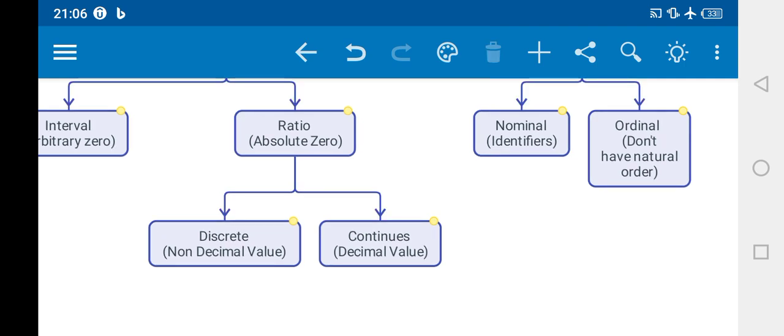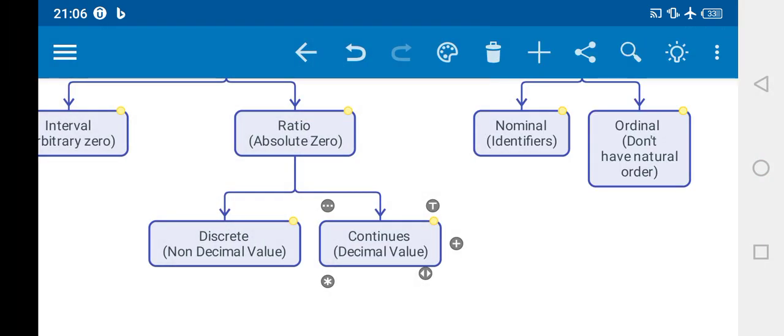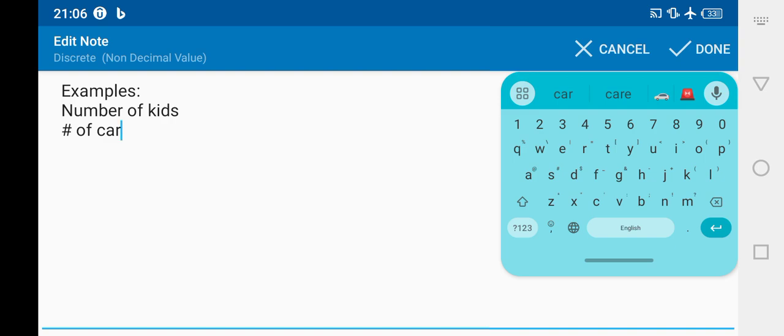Now the ratio scale is further divided into two subcategories, which are discrete and continuous. So here is one more interesting point. These categories are divided on the basis of decimal value. If your variable has a decimal value, it's called continuous ratio, and if it has a single, non-decimal value, it's called discrete. Let's see some examples of continuous: for example, potassium 5.6, decimal creatinine. And let's see some discrete examples: number of kids, number of cars you have.